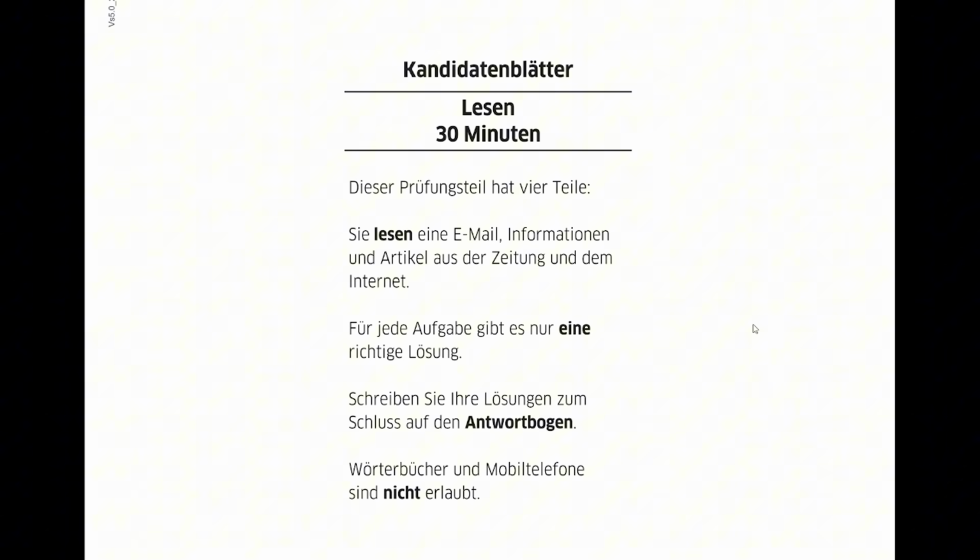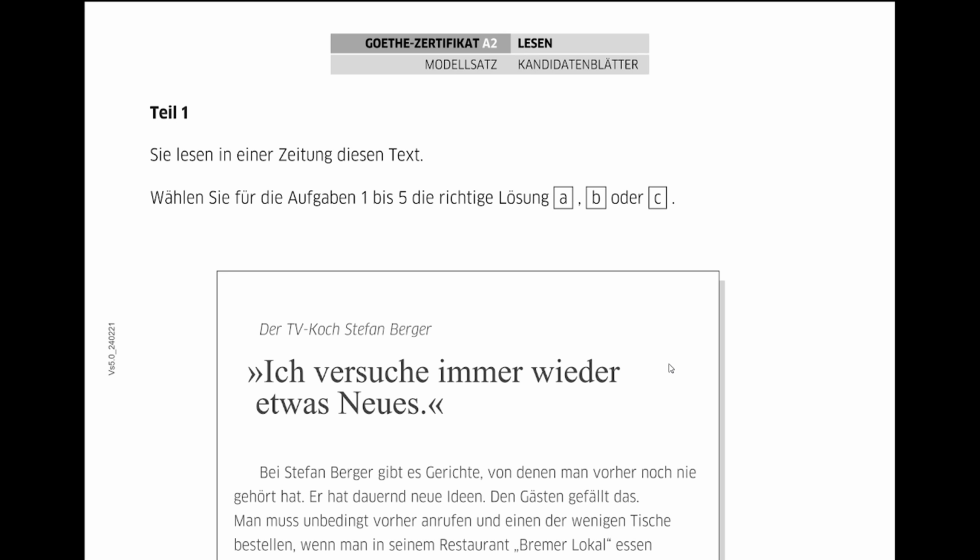So here I am on the Lesen part of the exam, and you see you also have 30 minutes for this, and they have some information. This is the same that they also had for the Hören part, so that's why I will skip this and we go to Teil number 1.